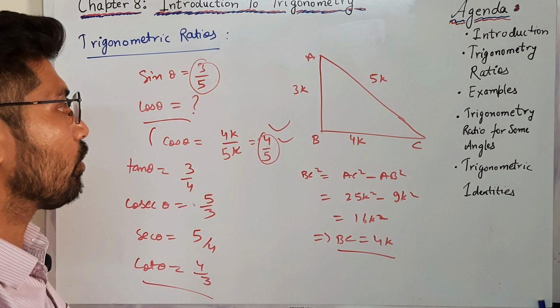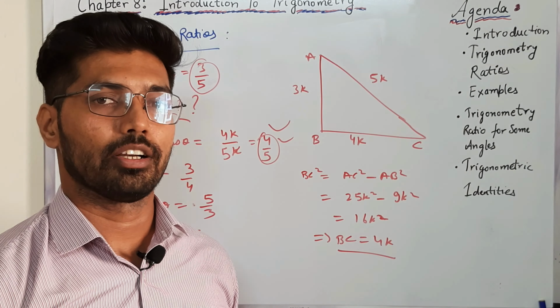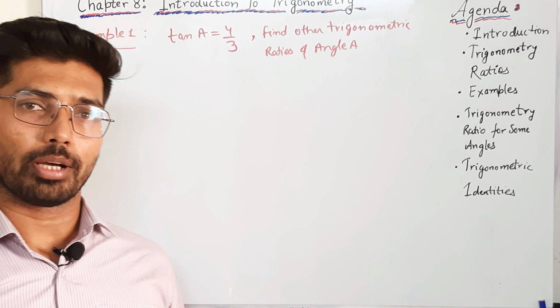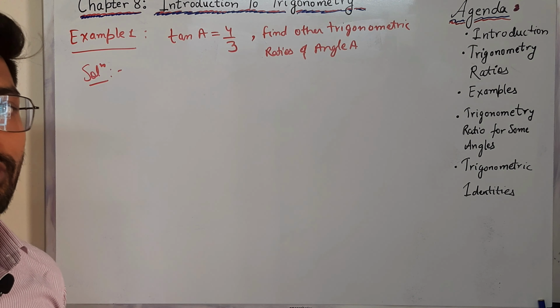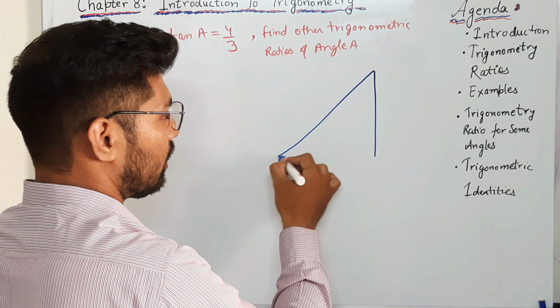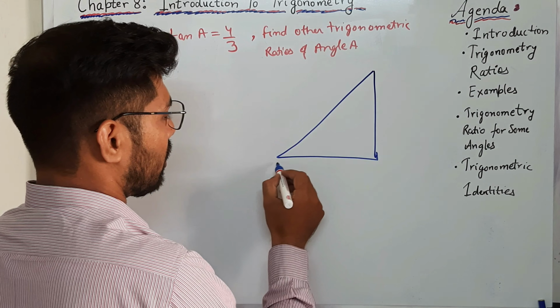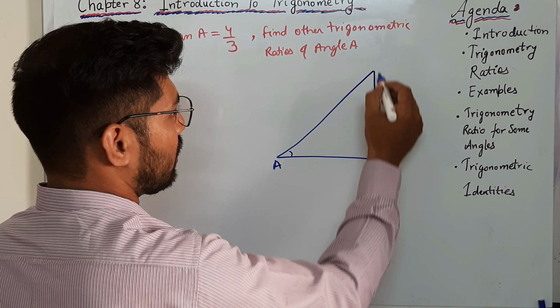This is how, if we know one angle or the sine value, we can also derive the other trigonometric ratios. Okay guys, now come to example 1. In this we have a tan A value and we need to find the other trigonometric ratios of the angle A. For example, this is a right angle triangle, and A is this angle, and this is B, which is 90 degrees, and this is our C.